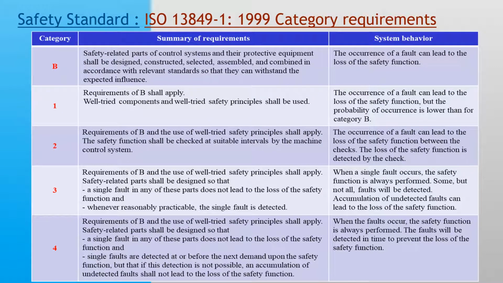Safety category was defined in ISO 13849-1 from 1999. It is a classification of the safety-related parts of a control system in respect of the resistance to faults and their subsequent behavior in the fault condition, and which is achieved by the structural arrangement of the parts and/or by their reliability.